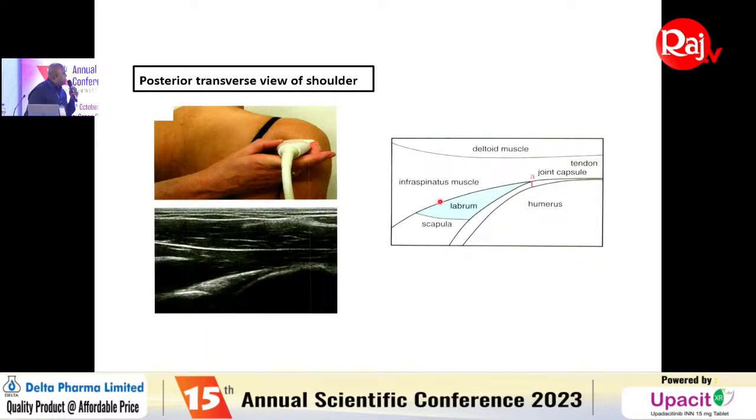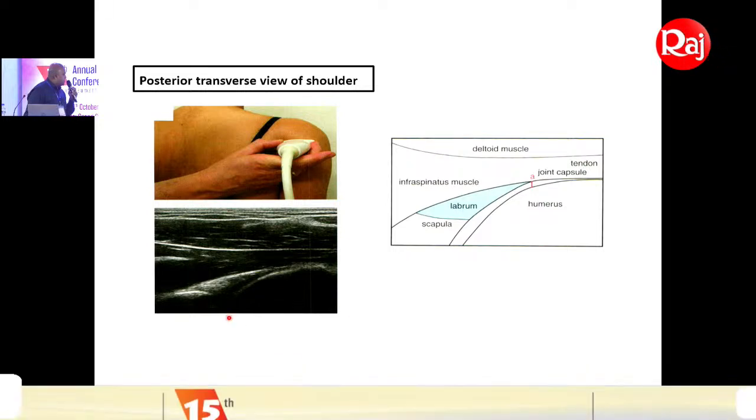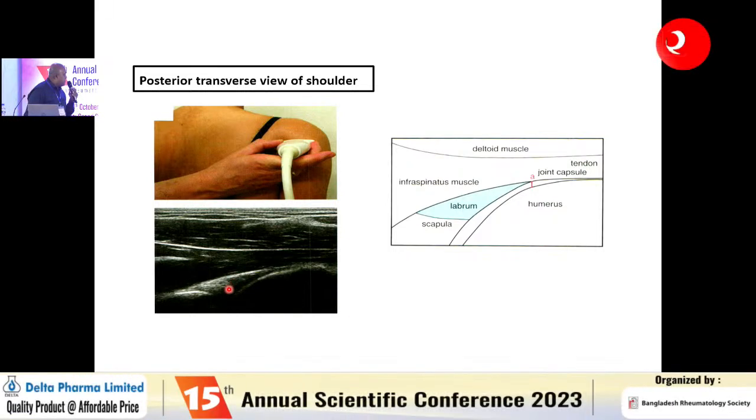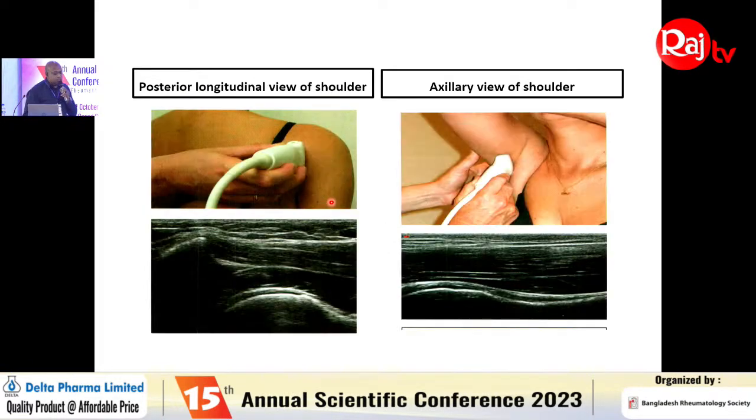And posteriorly, if we scan the shoulder in transverse, we can see the glenohumeral recess over the posterior glenohumeral recess. This is the glenoid labrum. This is the posterior transverse recess, and then a longitudinal scan. In the longitudinal scan, we can also see the infraspinatus and teres minor, and the axillary recess where we can also see the joint recess. So if we want to examine the joint recess of the shoulder joint, we have two sides: posteriorly the glenohumeral recess and the axillary recess.